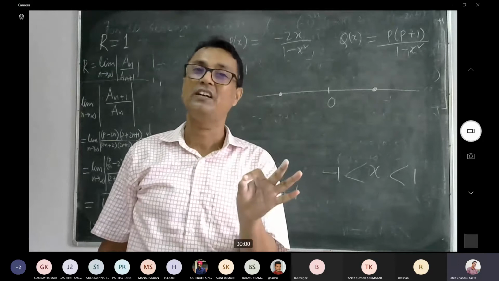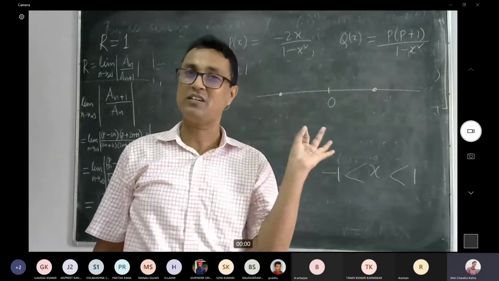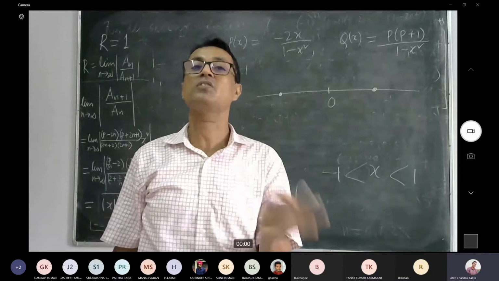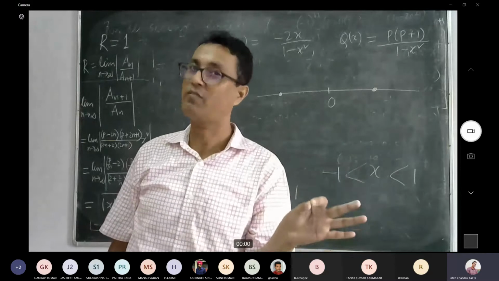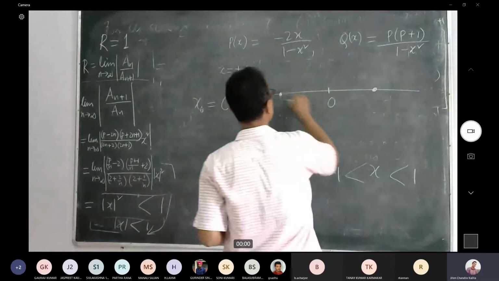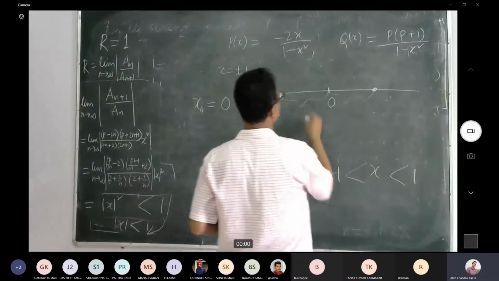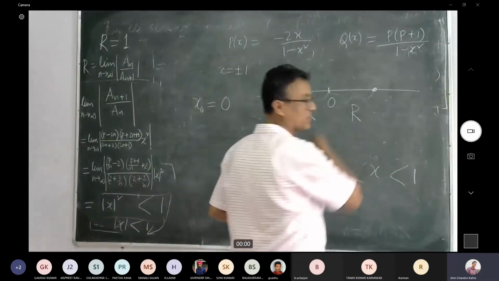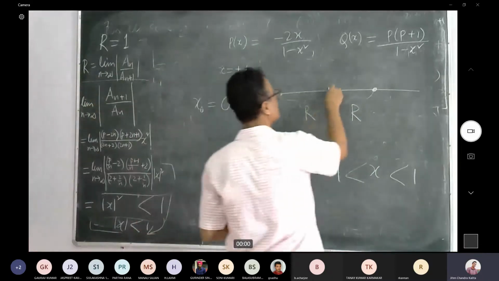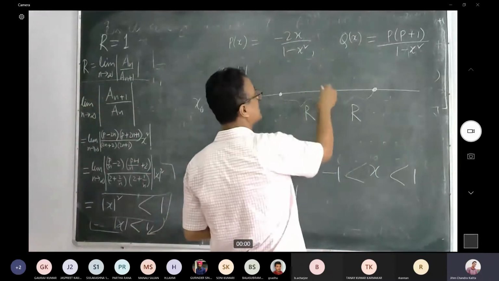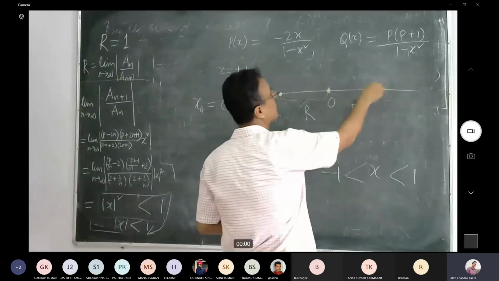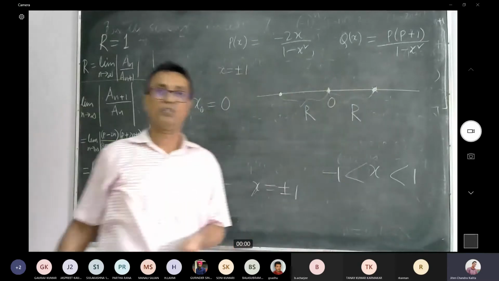Here we sought a power series solution about x equal to 0, which was not a singular point, an ordinary point. Now again we have found that this radius of convergence r is nothing but the distance of the center of the power series from the nearest singular point.